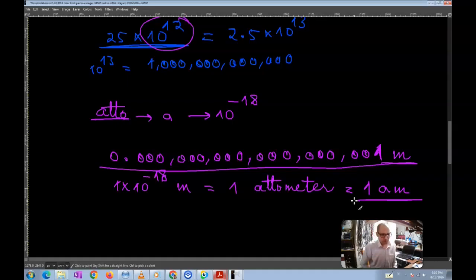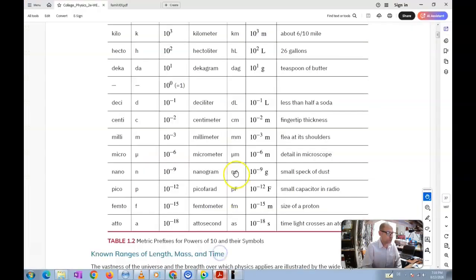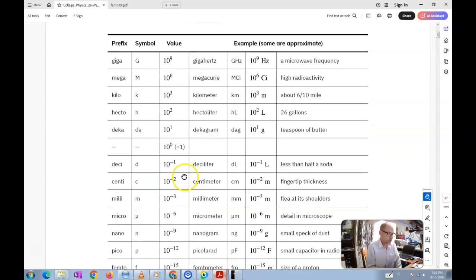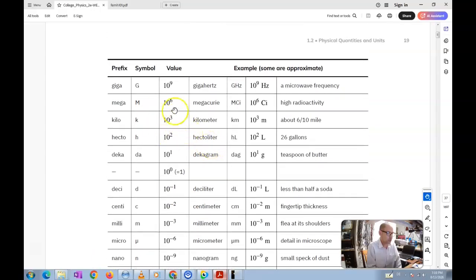And now we can very easily do conversions with these numbers. Given the fact that we know what a kilo is, 10 raised to the power 3, we could set up our proportions very easily, and we could do conversions with these numbers without any problems.